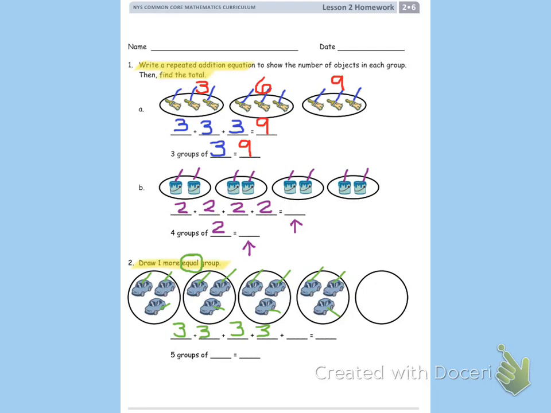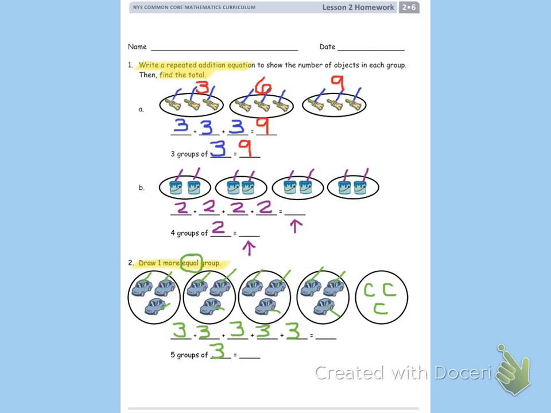All of the other groups had 3 cars in them, so I better make sure there are 3 cars in my 5th group. Now, I'm not a very good artist, so instead of spending the time drawing a car, I'm just going to go ahead and draw C for car. 1, 2, 3. And now I'll write it right there. So that means we have 5 groups of 3 cars.